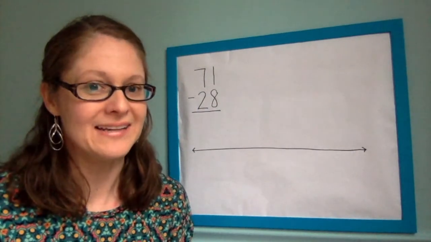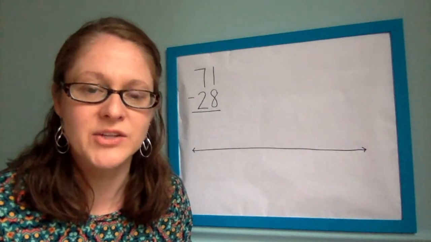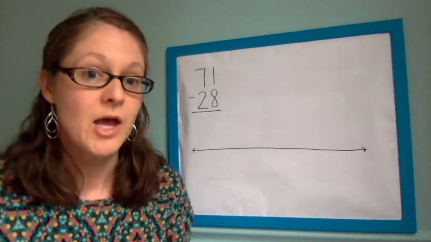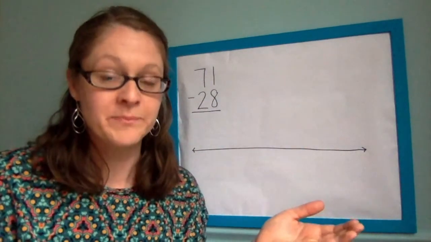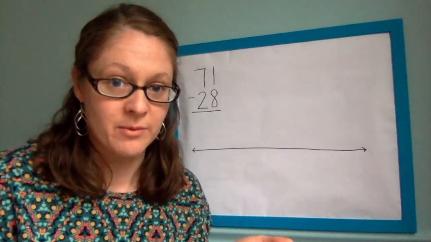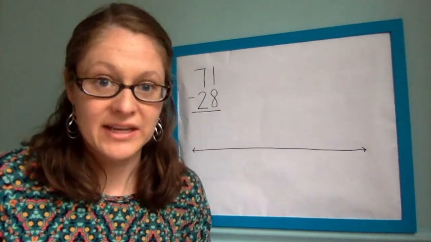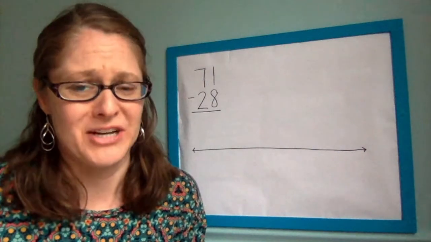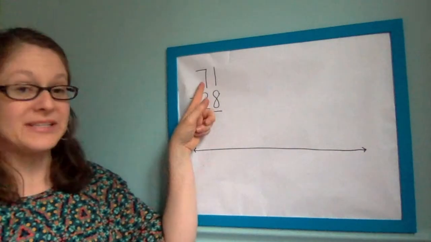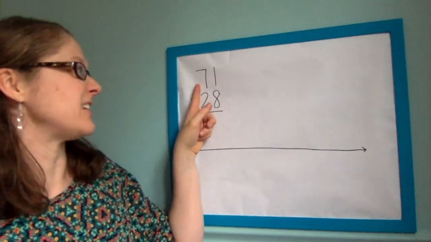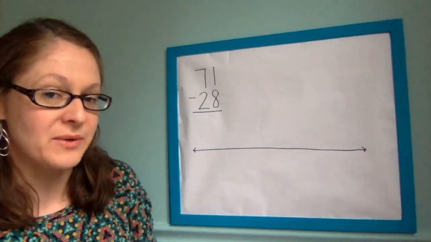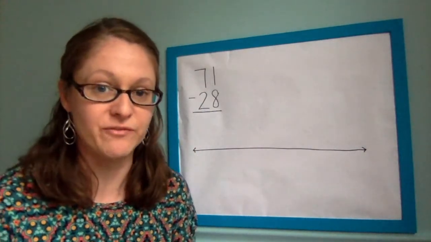Change number 1 is, remember in addition how I said you could start with either addend? Because if we use our flip-flop facts, it doesn't matter which number goes first, you'll get to the same answer. That's not the case in subtraction. In subtraction, you always start with the number that's written first. So in 71 minus 28, I'm going to record the number 71 first.